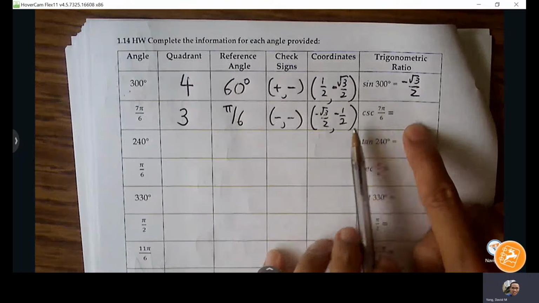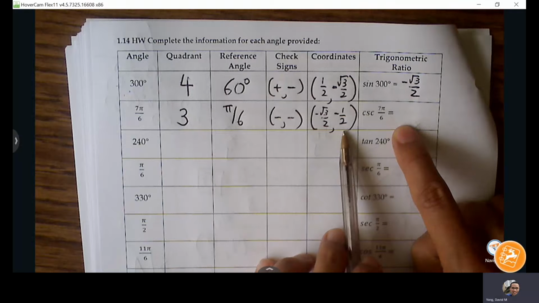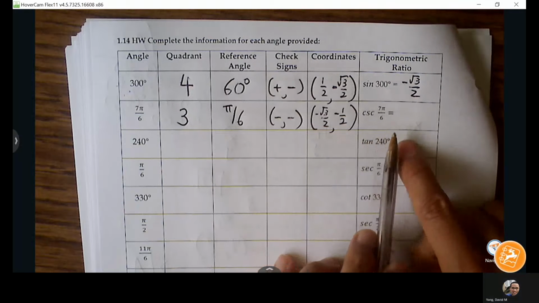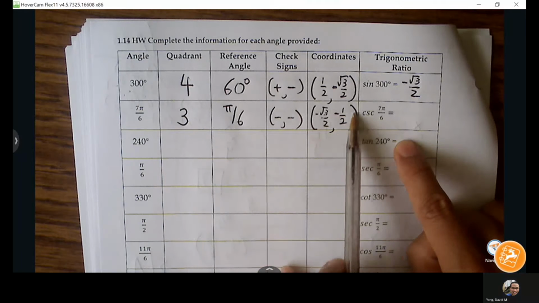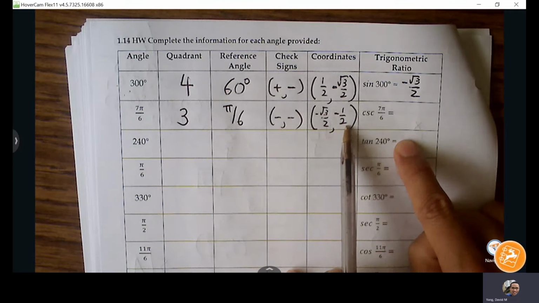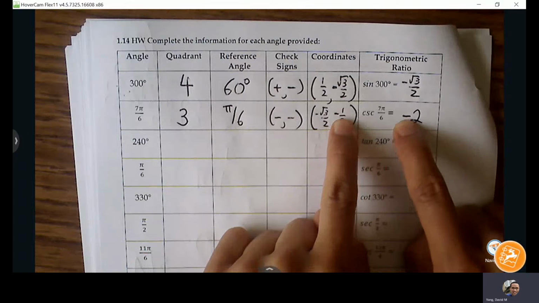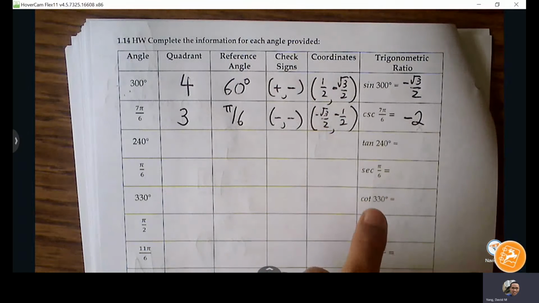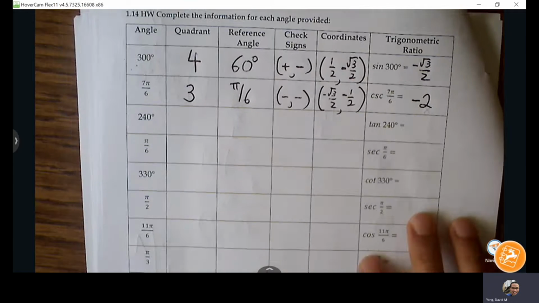Cosecant. How do we involve the ordered pairs here to find cosecant? Which ordered pair do we choose? And what do we do with the y value? It's 1 over y. So what's cosecant going to be then? -2. The sign stays. We just take the fraction and flip it. Do we use calculators? No calculator. Okay, one more.